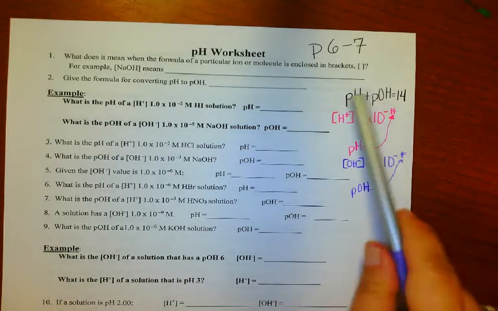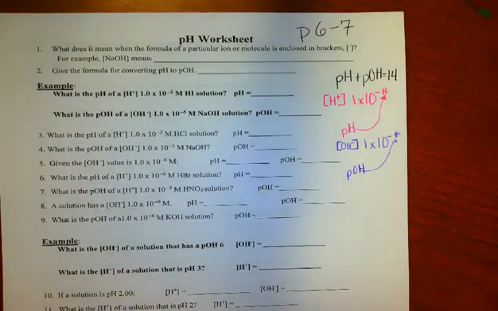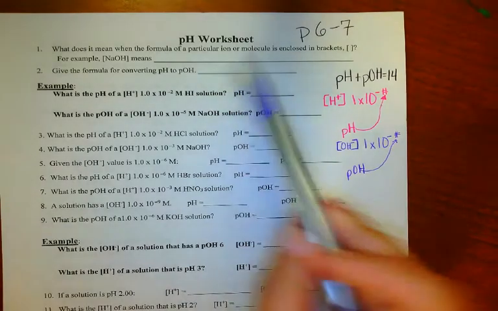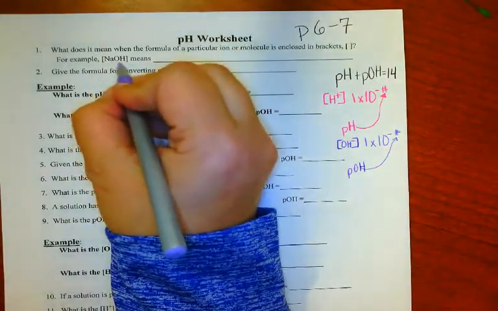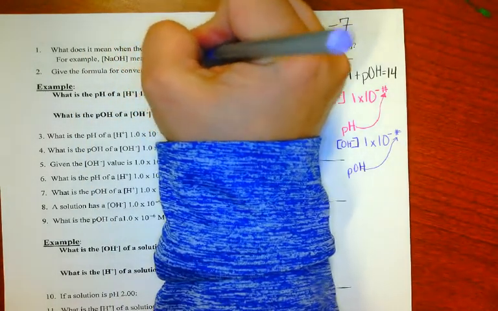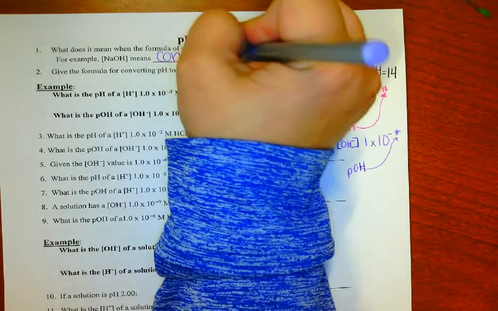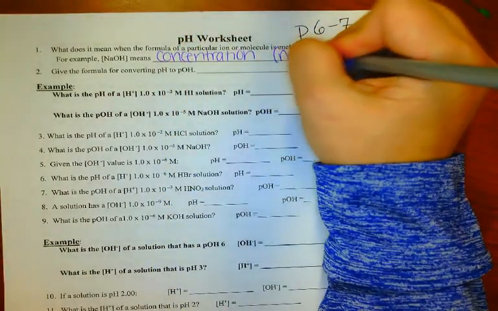This is really what you need to know to complete this page. It says, what does it mean when the formula of a particular ion or molecule is enclosed in brackets? So if you see brackets with a compound, it means that that is the concentration. We used this word briefly in the solutions unit where we called it molarity.